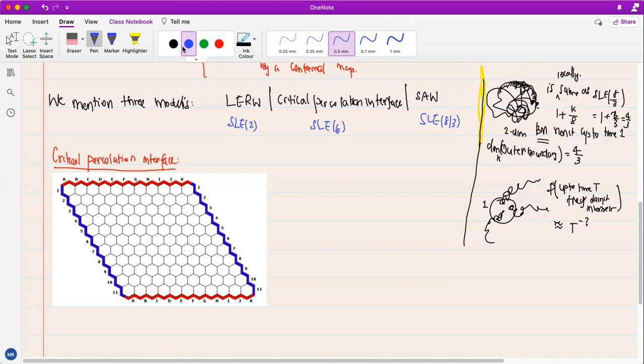So let me use different colors. Let's say there are 2 colors, blue and red, but unfortunately, you have to imagine this to be blue. So imagine this to be blue and this to be red. Actually, maybe it is okay. No, it is fine. Actually, I don't need to do all that.